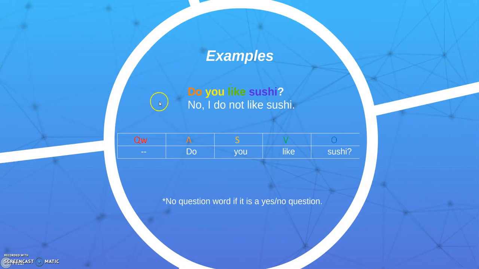Moving on with another example. Do you like sushi? The answer could be no, I do not like sushi. If we take a look at the chart, we can see that there is no question word. Now, this is because this is a yes-no question. The only expected answers are either yes or no. So when making a yes-no question, we do not put a question word.